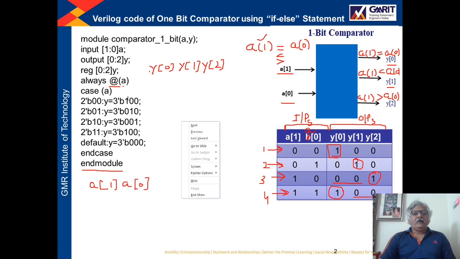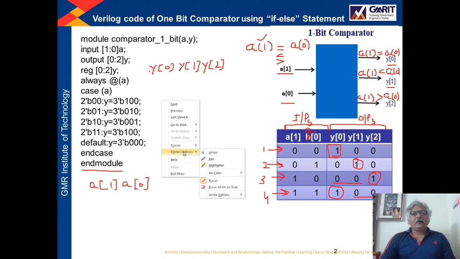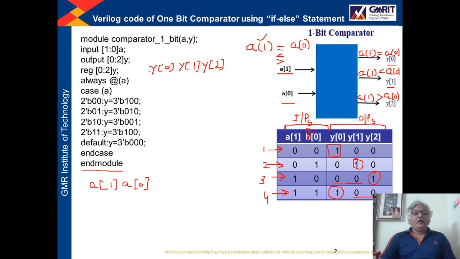Right. Now here in the case statement, see the first condition of the case. If the value of the expression, that is A, is 0 0, so this 0 0 indicates A1 is 0, A0 is 0. If this is the case, then what will happen?